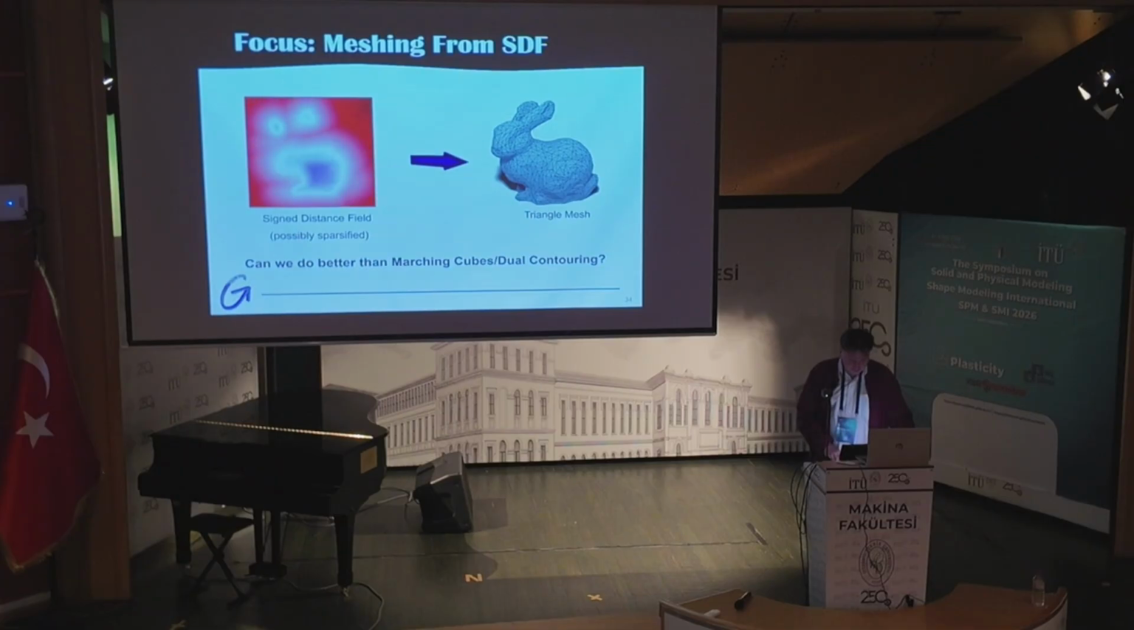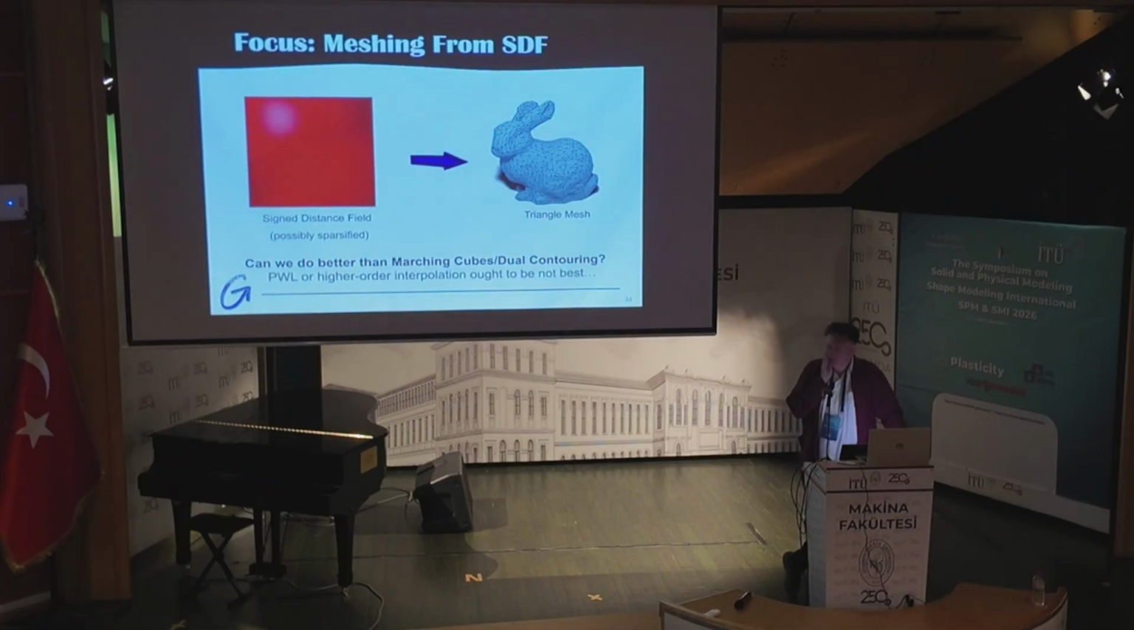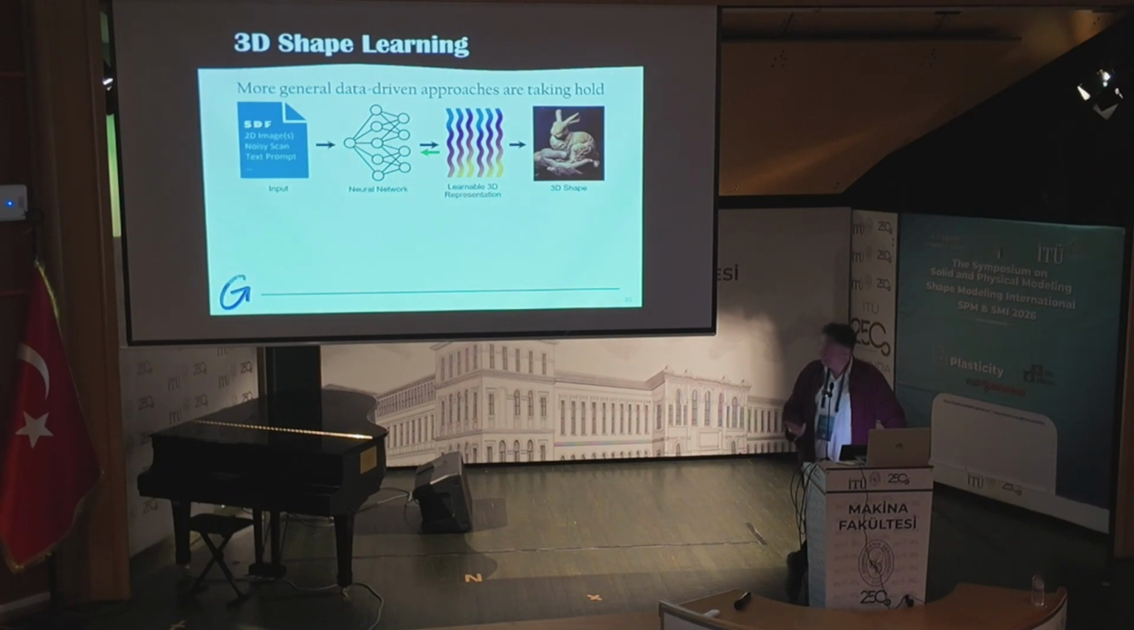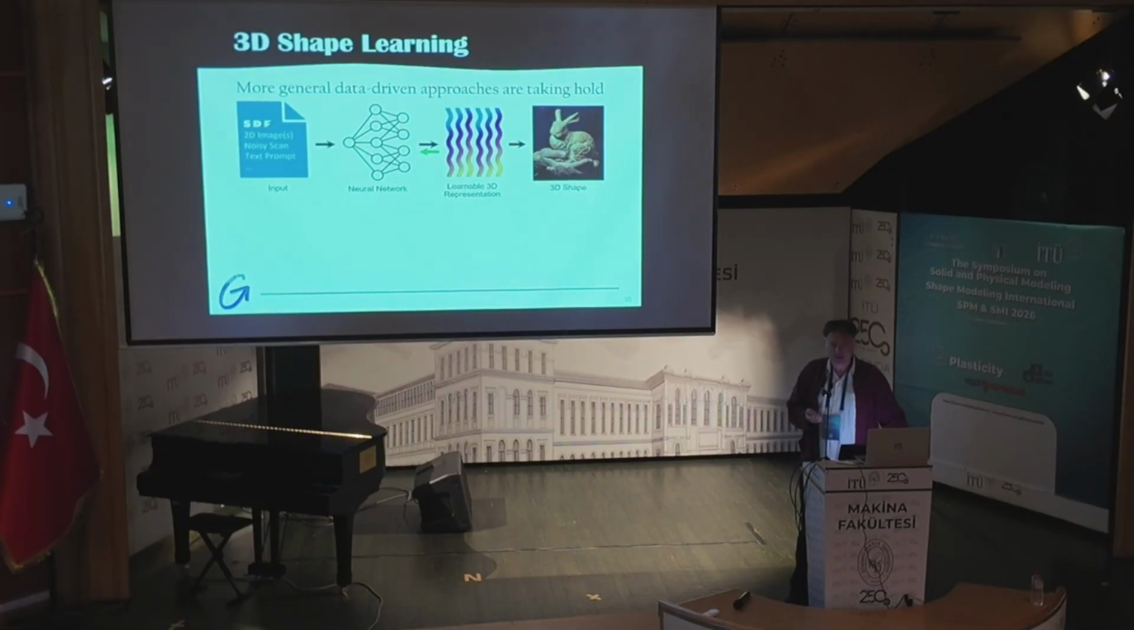But then you start to think, well, marching cubes and dual contouring typically use piecewise linear interpolation between the values at the nodes, and that has to be not optimal. So basically, the mesh that you get out of marching cubes, there's no way that's the optimal thing that you can get. And the idea is, hey, what if I use data to learn something better than a piecewise linear interpolation so that I can get a better mesh?